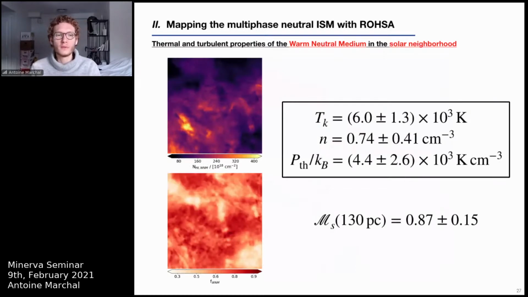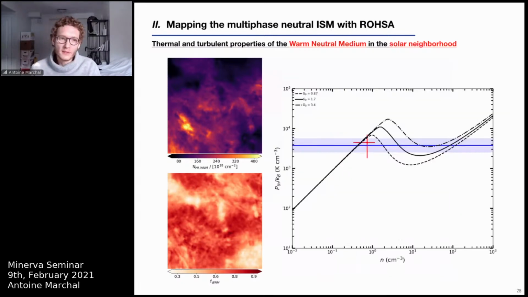So by doing that, we were able to extract the thermodynamic properties. We get a temperature of about 6,000 Kelvin, a density less than 1 particle per cubic centimeter, and thermal pressure of about 4,000 Kelvin. So this is exactly what we expect for the warm neutral medium based on all the literature. For example, we can put this value on the pressure density diagram and compare this with the standard model of the thermal equilibrium curve from Wolfire et al.